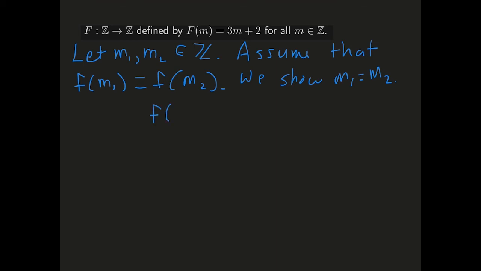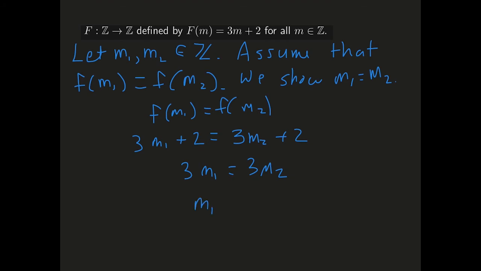So we have f of m1 is equal to f of m2. This is what we've assumed. Well, that means that 3m1 plus 2 has to be 3m2 plus 2. Just using the definition of the function, plug in m1 here and m2 here. And now you just do some algebra. I can subtract 2 from both sides and get that 3m1 is equal to 3m2. And then I can divide both sides by 3. So m1 is equal to m2.